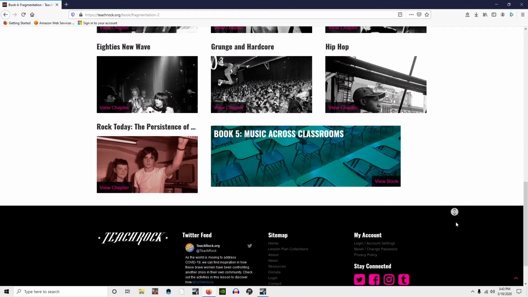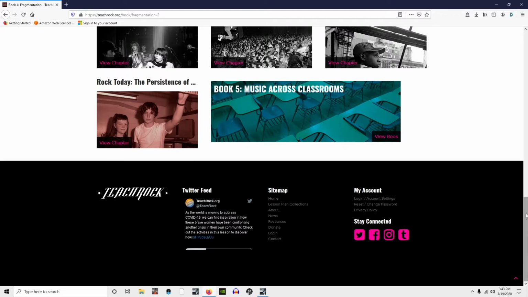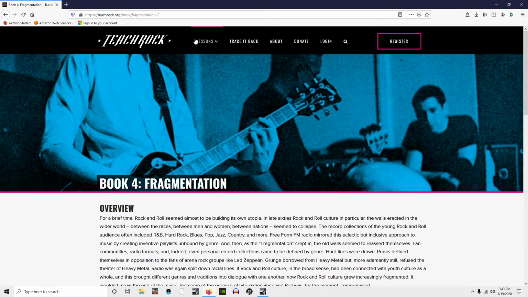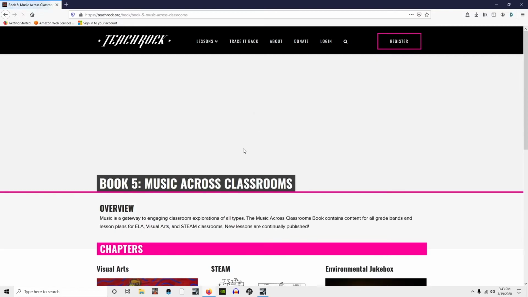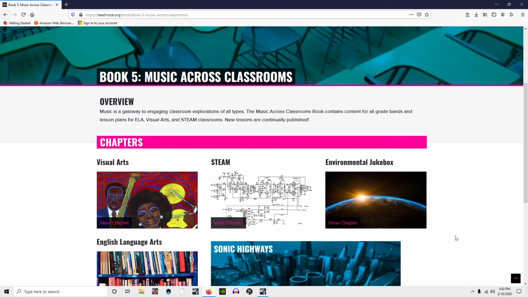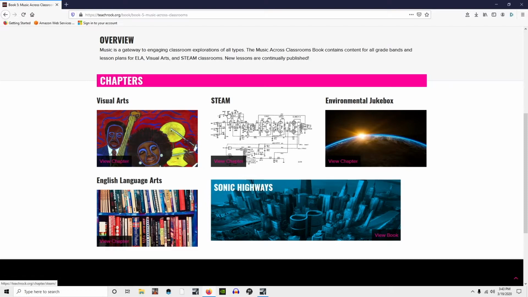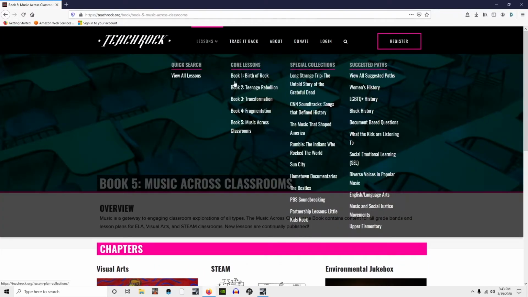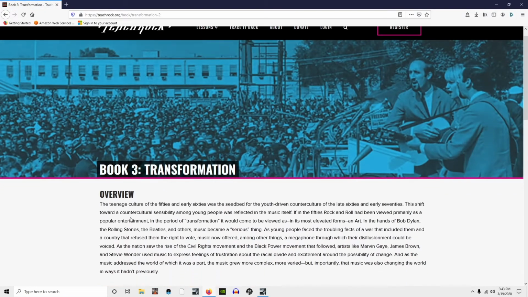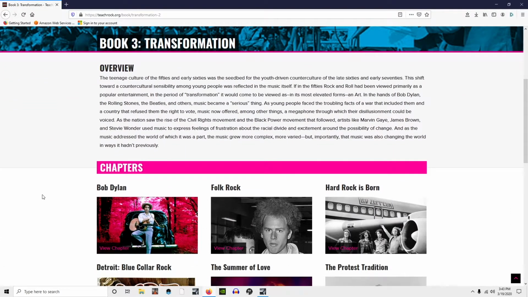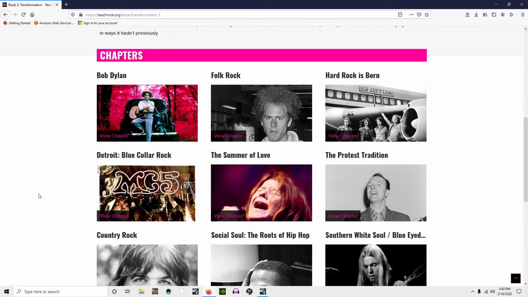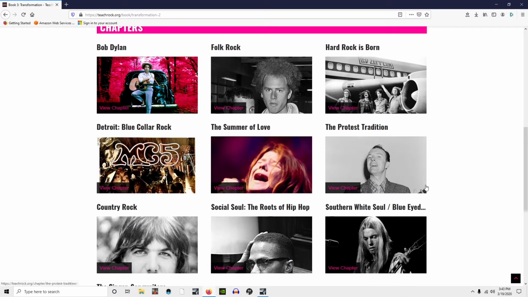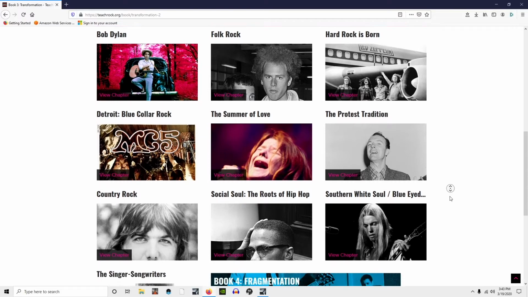Book 5, Music Across the Classrooms, covers core lessons that may not easily fit into our American history curriculum. Here you find lessons specific to science or STEAM classes, ELA, or visual arts, as well as our environmental jukebox collection. Each of these books are divided into chapters, which include a brief overview and some additional resources. In Book 4, for instance, the chapters are divided by genre. Book 5 is divided into subject areas, including visual arts, STEAM, environmental jukebox, and English language arts.